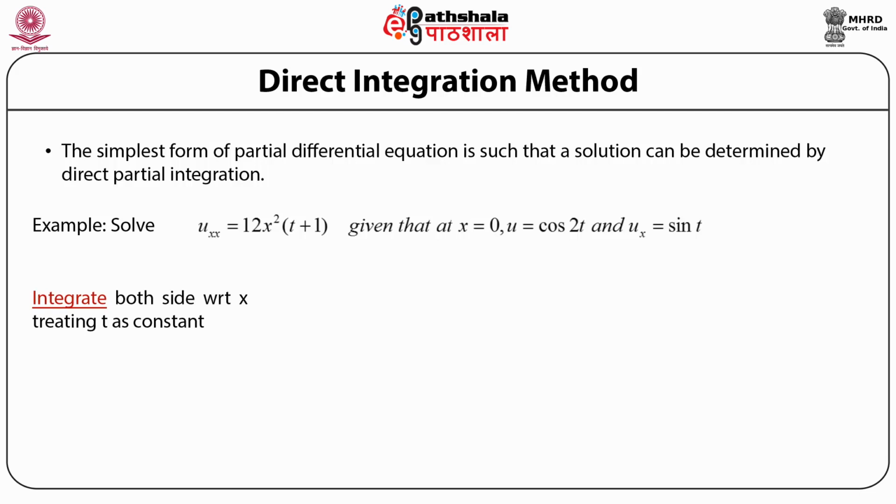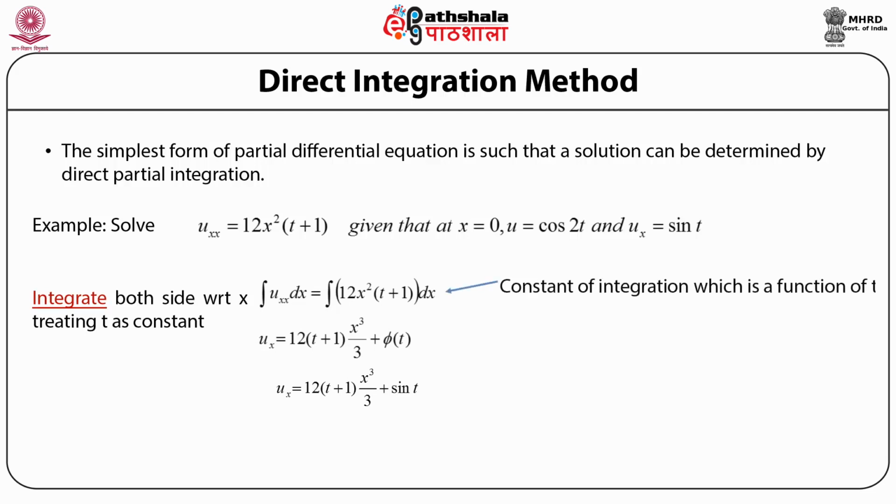Now when you integrate, the first step, u_x will be equal to (12t + 1) x cubed by 3 plus psi of t. Now we should write it as a constant, but why are we writing it as psi of t? The psi of t is written because we are integrating with respect to x. So any function which is a function of time will be considered as a constant.